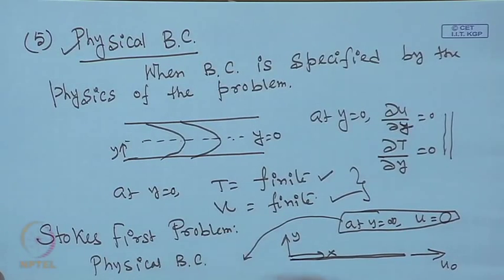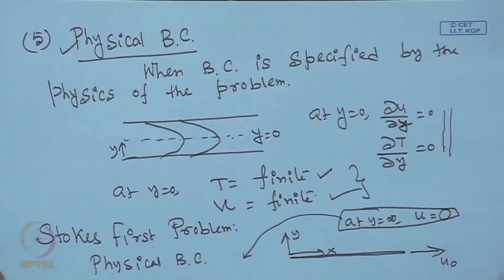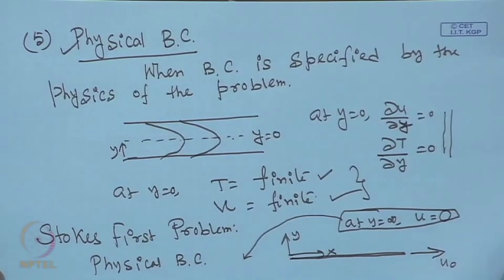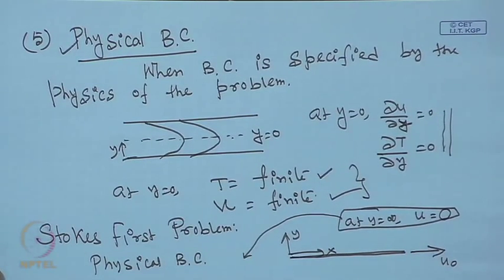There are various examples of physical boundary conditions where the boundary condition is not apparent, and it is not specified by the surroundings or by the system. Then we specify that boundary condition which is in corroboration with the physics of the problem. That boundary condition is known as the physical boundary condition. Now, I will take up one example of a partial differential equation which is quite common in chemical engineering systems.